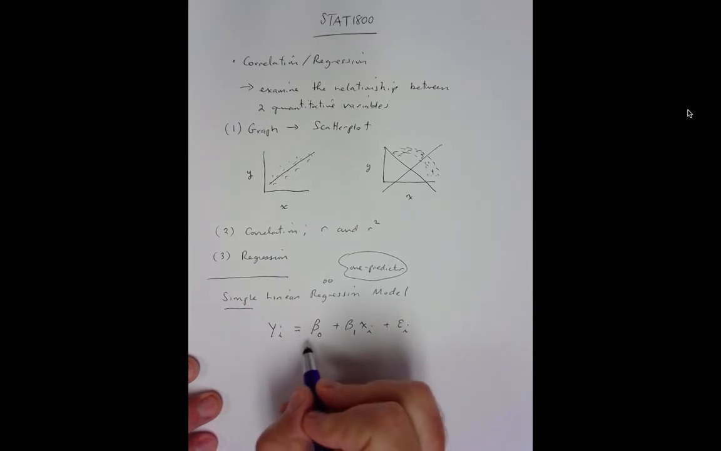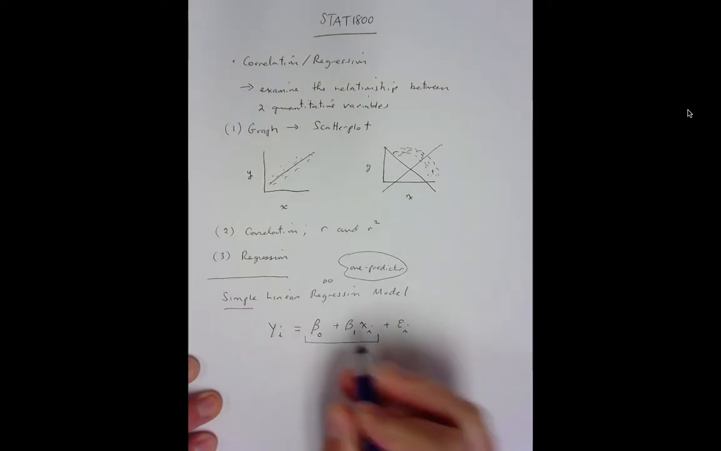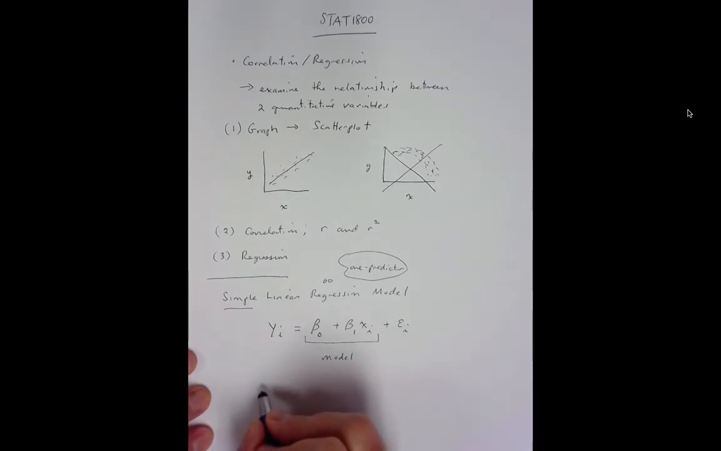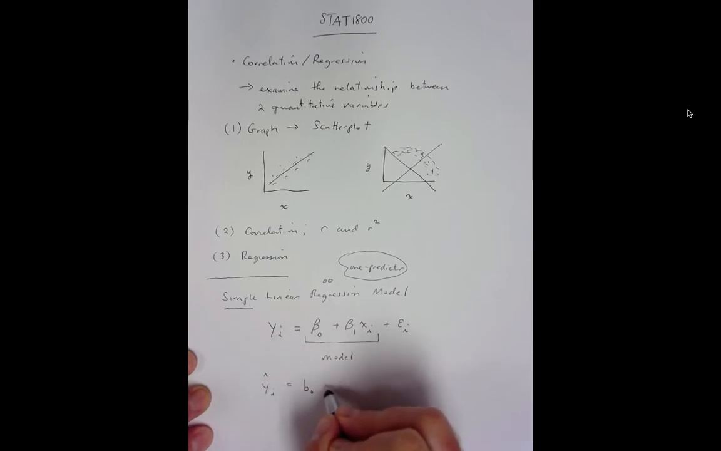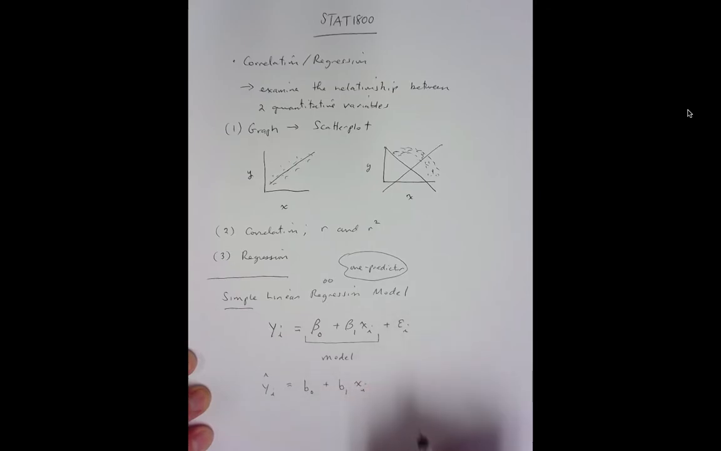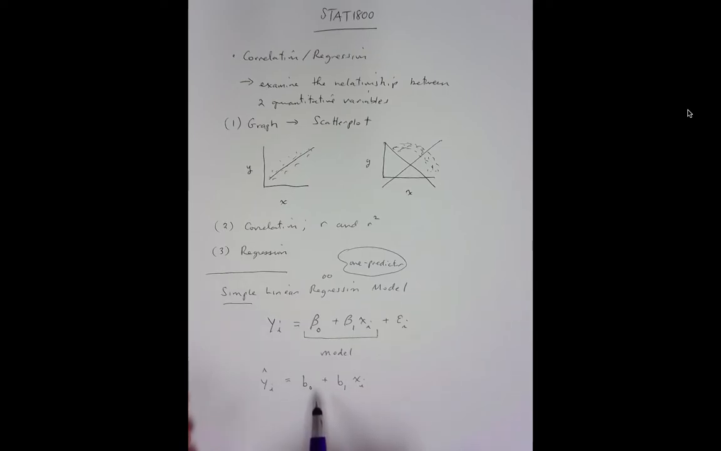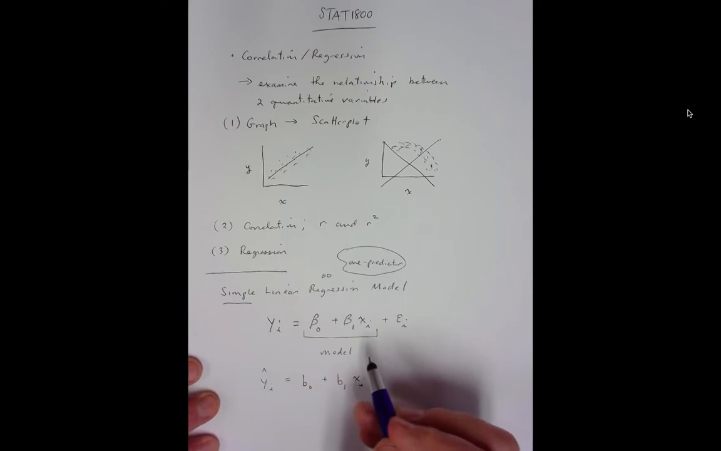Now, this part right here is referred to as our model. And if we remove the error term, then we have the predicted value given as b0 plus b1 times x sub i. So we can use the model that we create, insert the x value that we collected, and get a predicted value for this particular x sub i. So again, this is a prediction model. This is the overall model.